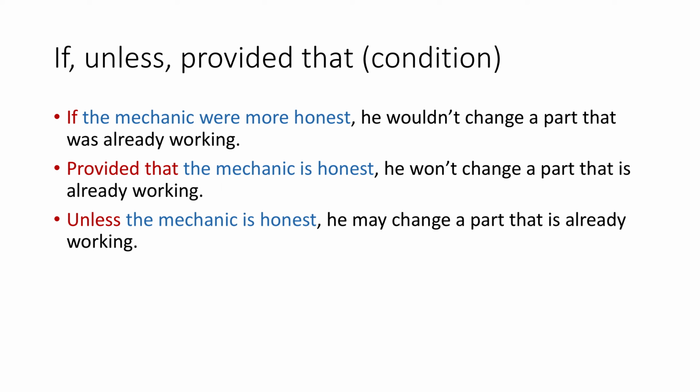Unless is also a kind of a subordinate conjunction that creates a conditional sentence. But the meaning is opposite to if. So unless is pretty similar to if not. So if I wanted to have the same meaning as the first sentence, I would have to change the second part into a positive sentence or an affirmative sentence. So unless the mechanic is honest, he may change a part that is already working. So you can replace unless with if not. Like if the mechanic is not honest, he may change a part that is already working.